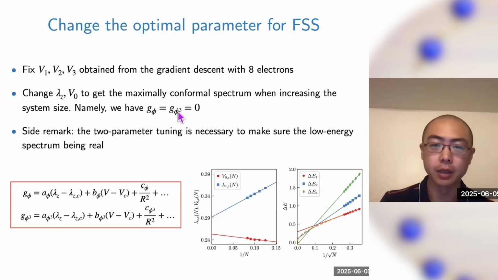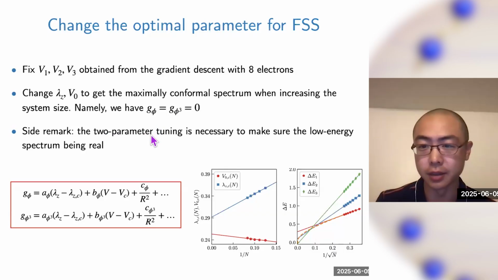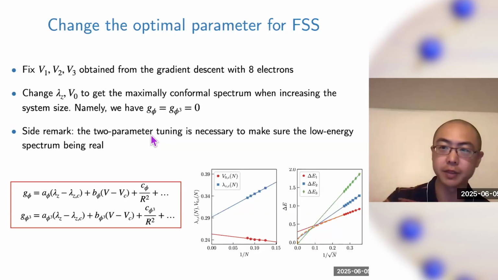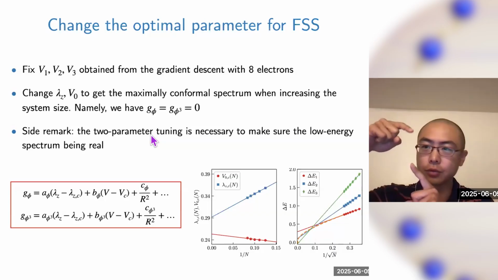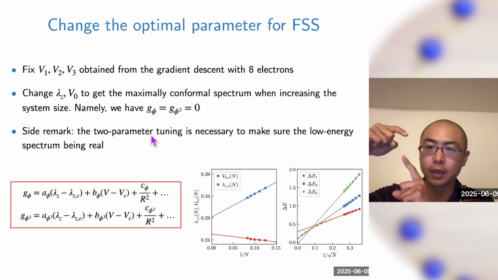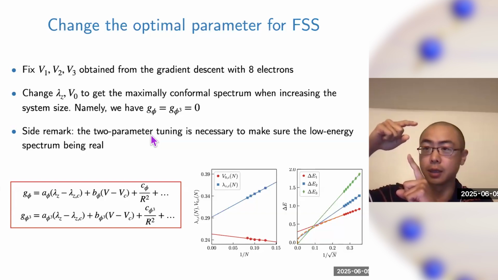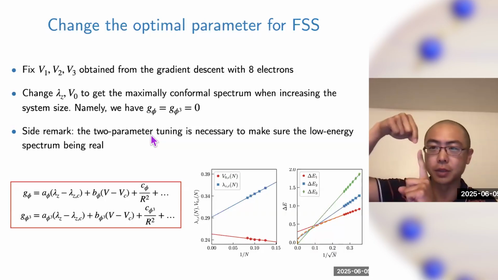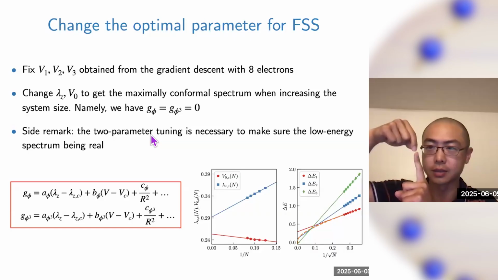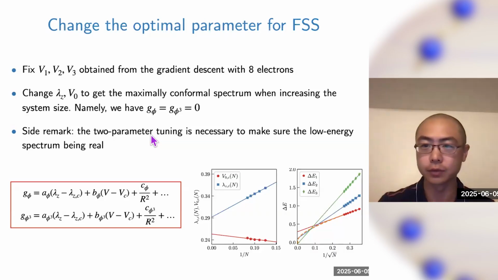And a side remark here is that this two parameter tuning seems to be necessary to make sure that the low energy part of the spectrum is real. Because sometimes if you don't do the two parameter tuning, what you will find is that some high energy states happen to go close in energy, and because this is a non-Hermitian system, there's no natural level repulsion, and they will collapse and give you an imaginary part of the energy, and that's not very good. So we have to do this two parameter tuning to avoid that.